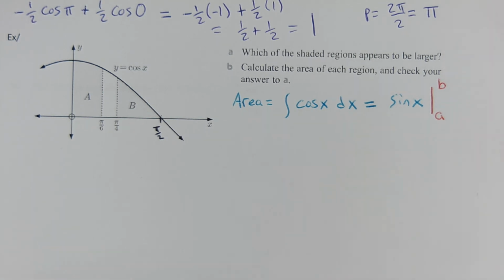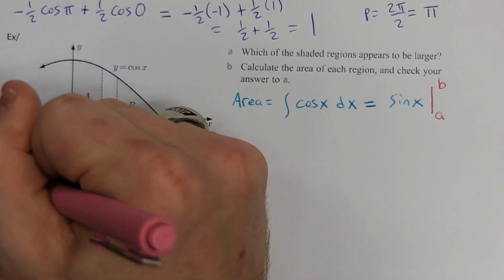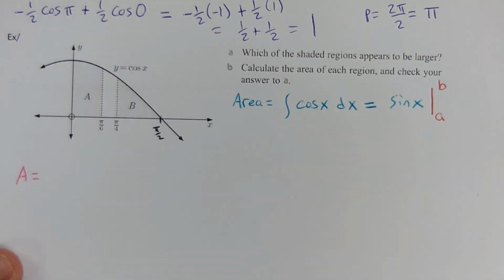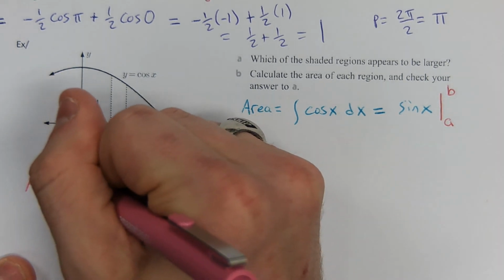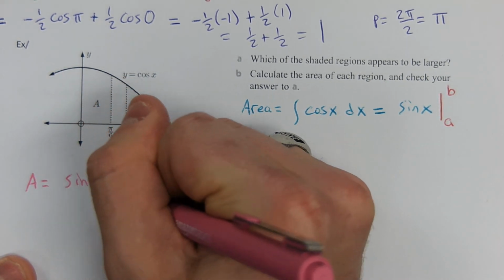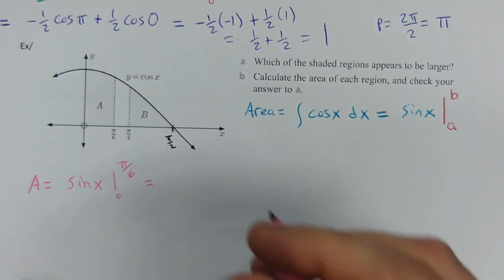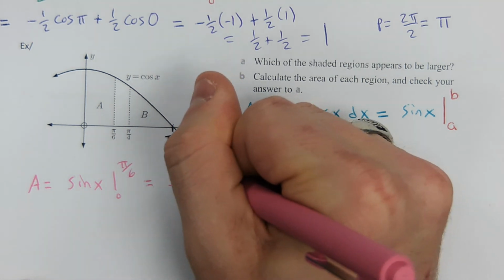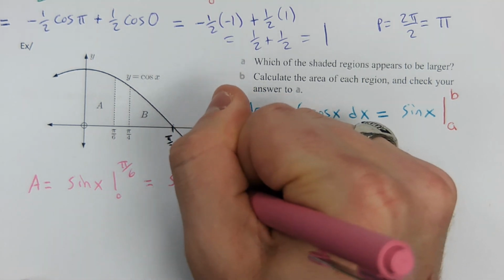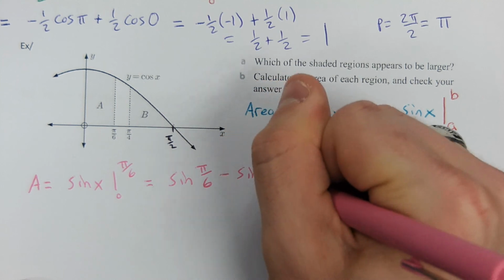So for this one, I will write a equals, and for the other one, I'll write b equals, representing the area of a, the area of b. Pink's a good color. Area A is going to be sine of x evaluated from 0 to pi over 6. That is sine of pi over 6 minus sine of 0.